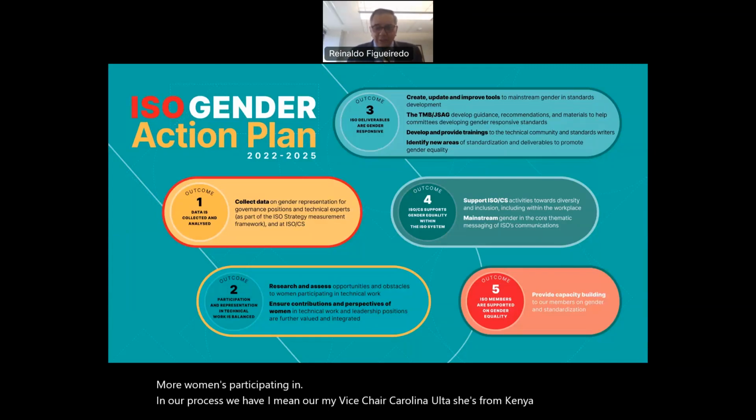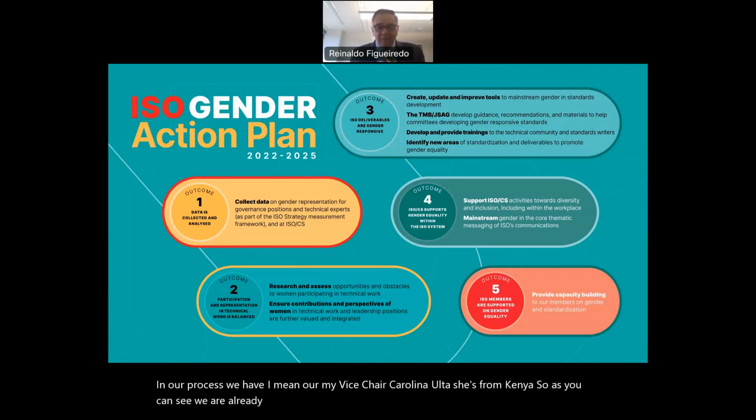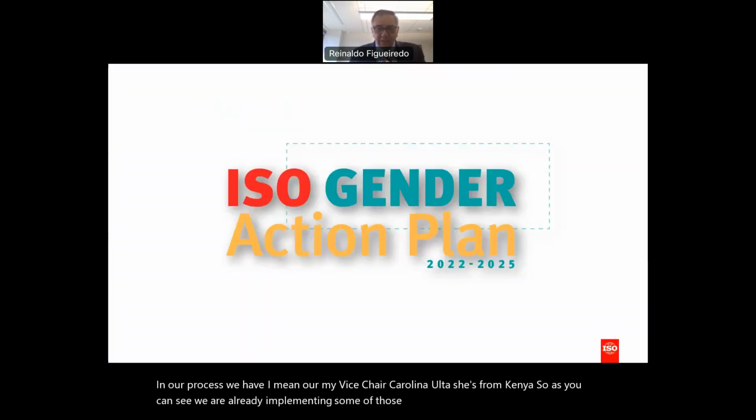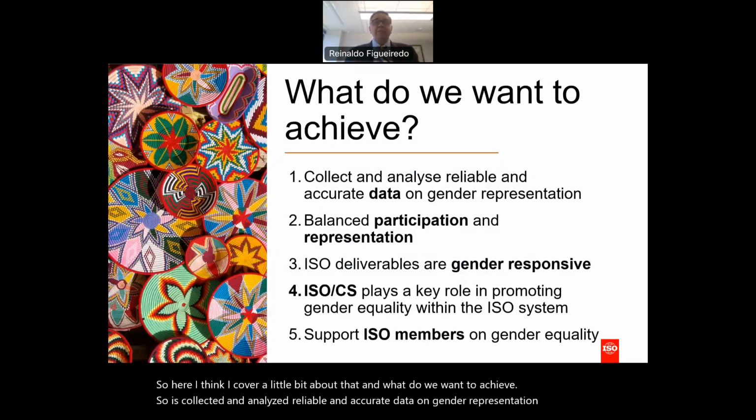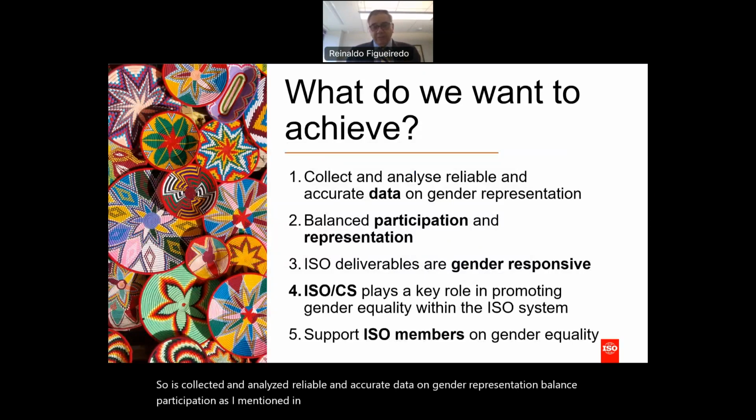So as you can see, we are already implementing some of those actions. Here, I think I covered a little bit about that. And what do we want to achieve? We want to collect and analyze reliable and accurate data on gender representation and balanced participation, as I mentioned, in the representation of all those working groups, subcommittees, and technical committees at all different levels, and support the ISO members on gender equality.